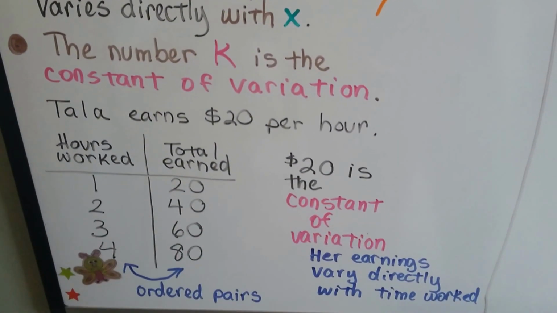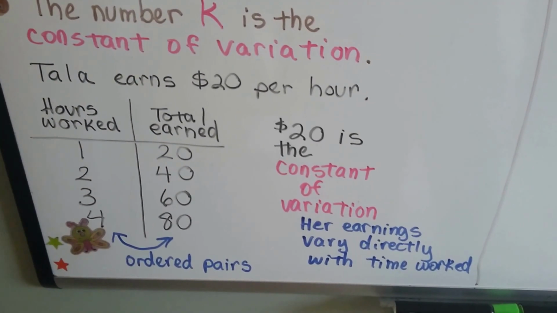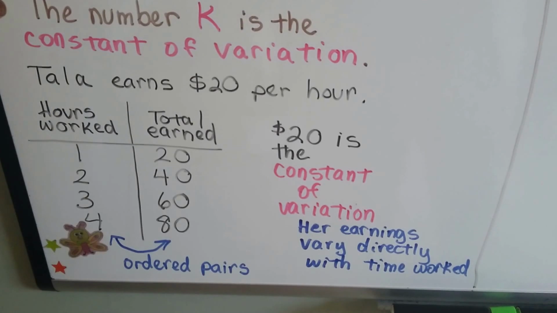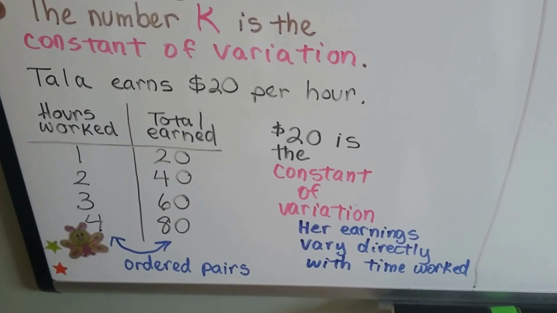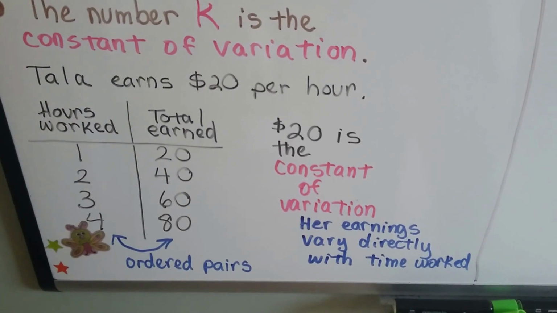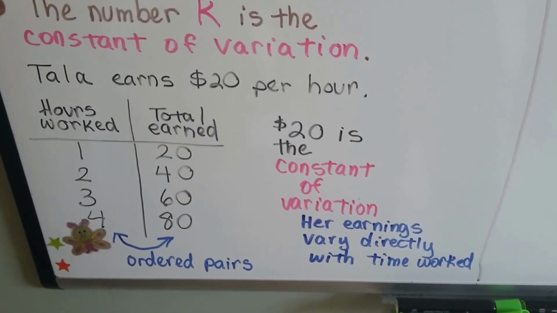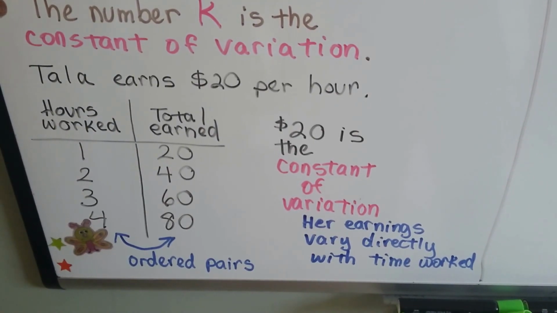So if Tala earns $20 per hour, we can make a function table for the hours worked and the total she earned. And for each hour she works, it's going to go up by $20. $20 is the constant of variation. Her earnings vary directly with the time she worked. And those are ordered pairs. We can actually graph that information.